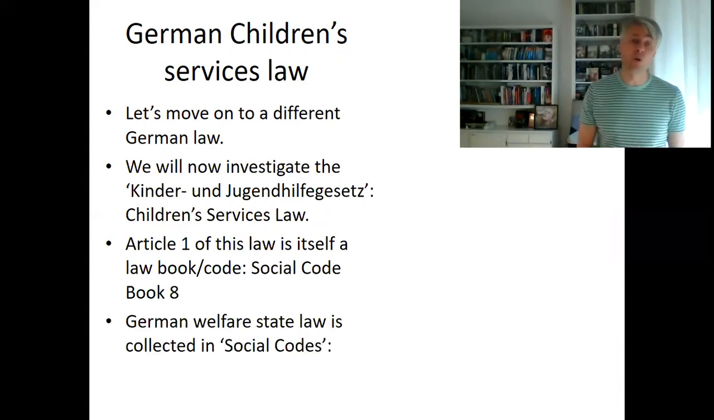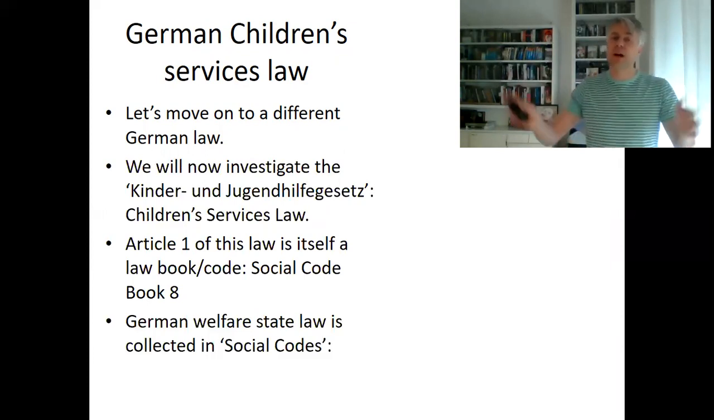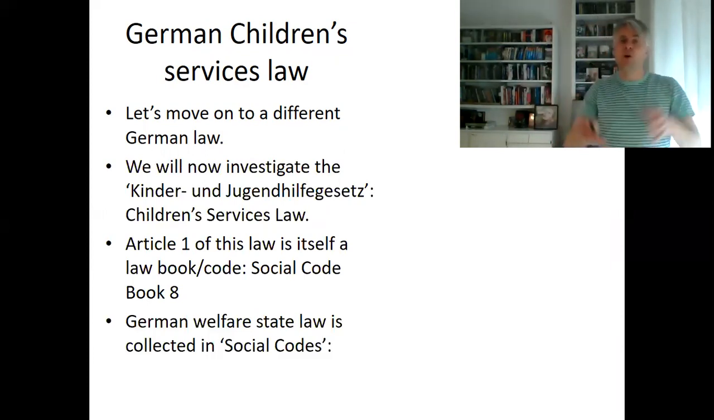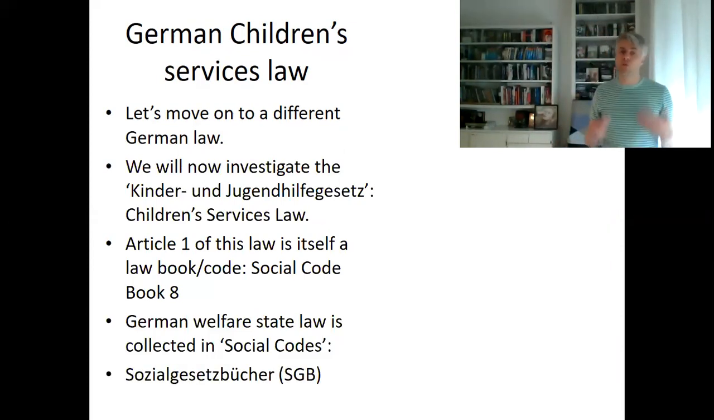German welfare state law is collected in these social codes. There's actually 12 in total. You could fill a bookshelf by printing them out and having them on your office shelf. We call them Sozialgesetzbücher, but again, the word book here is meant in the sense of statute.